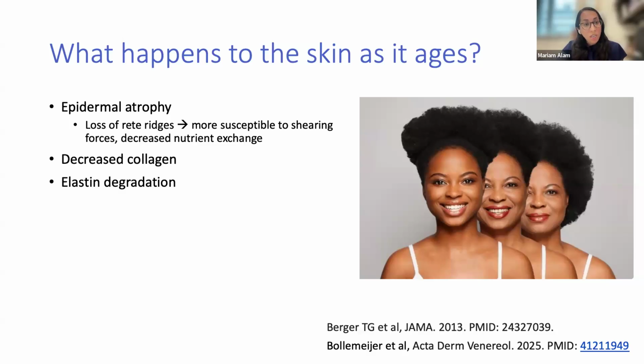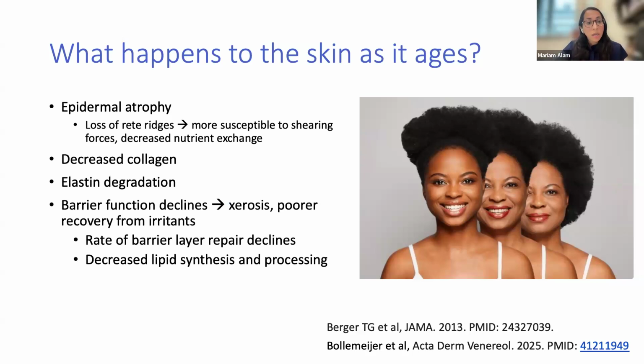We also lose collagen and elastin as we age, and that's in part related to sun exposure, but in part just related to changes that are natural with aging. And our barrier function declines. That means that the barrier between the skin and the outside world is just not quite as effective. The rate of repair slows, and then there's decreased lipid synthesis and processing, and the lipids are a lot of what leads to the barrier function. And so that contributes to the dryness that a lot of our older patients experience, and also makes it so that the skin has a harder time recovering from any irritation, like from caustic soaps or detergents or things like that.